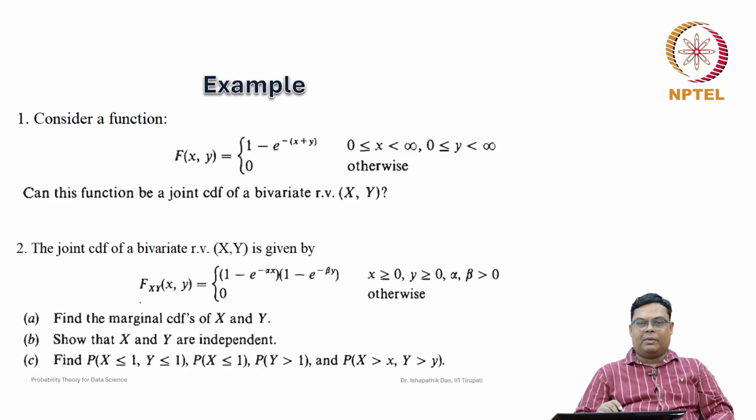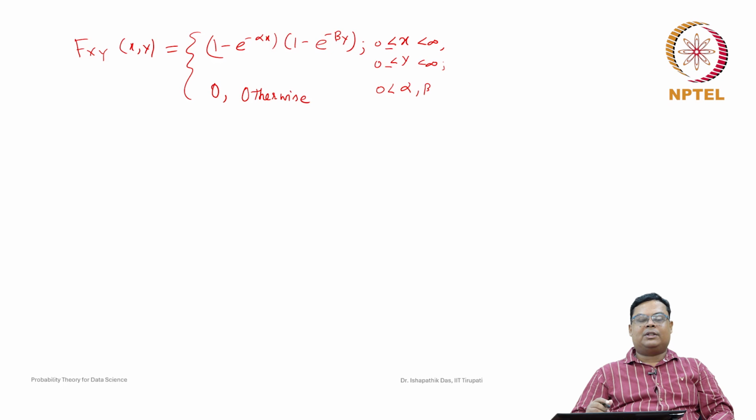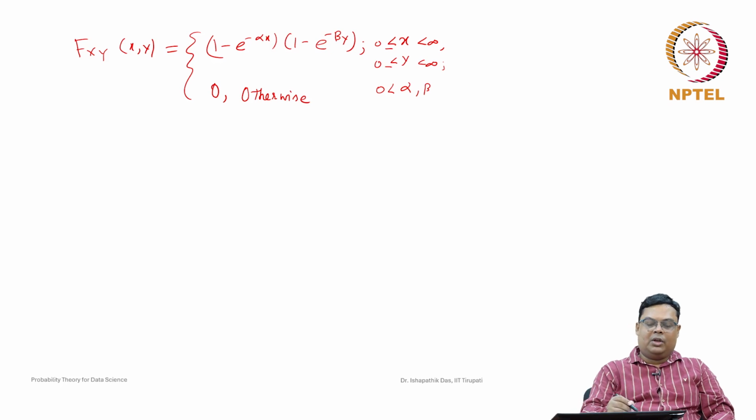Now, the question is: it is already given that it is a cumulative distribution function of a bivariate random variable. Find the marginal cumulative distribution functions of X and Y. So it is asked for the marginal. Marginal means the distribution of a subset of the random variables. So, what is the formula for the marginal distribution?